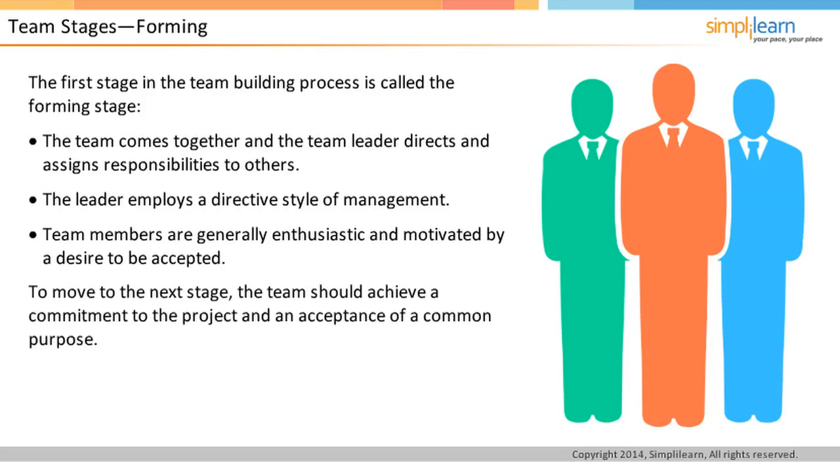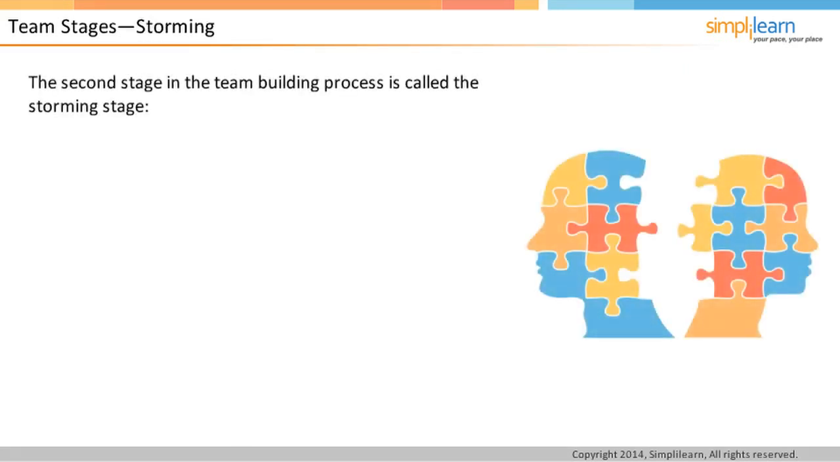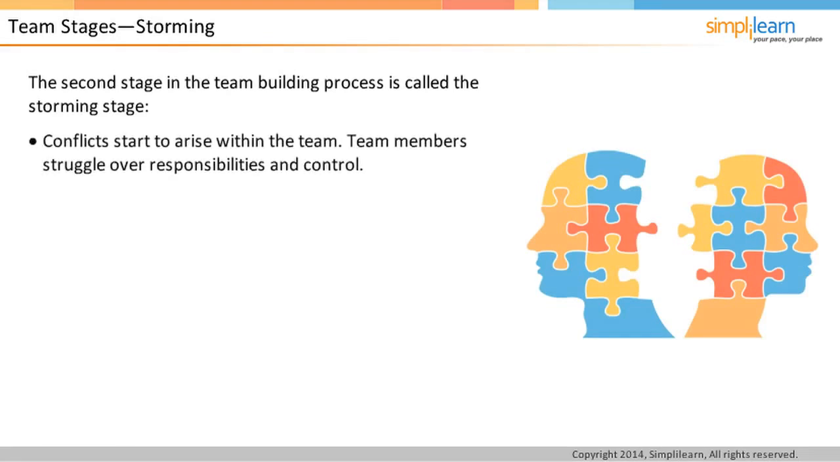The second phase in the team building process is called the storming stage. As suggested by the name itself, in this stage, conflicts start to arise within the team. Team members often struggle over responsibilities and control within the project. It is the responsibility of the team leader to coach and conciliate the team.